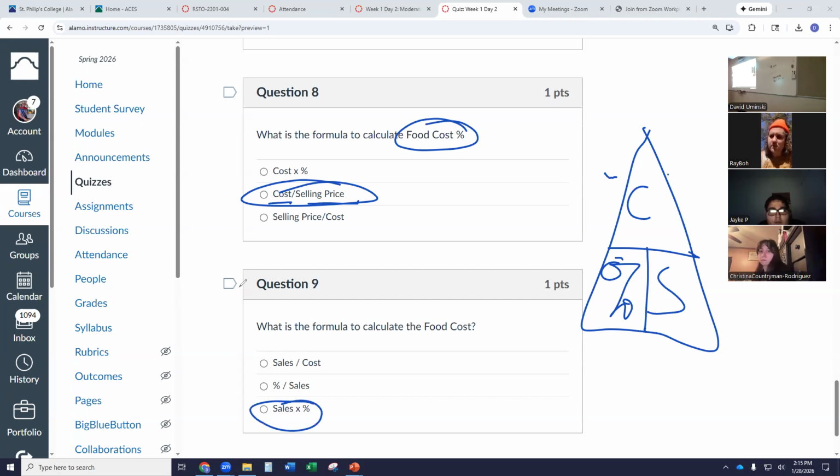So what I would recommend as we're going through, if we ever have questions like this, in the margin, go ahead and draw your triangle. And then if it's asking for a food cost percentage, take your pencil and scratch that out. Then you know it's cost divided by sales. Until you get to a point that you can do it in your head, go ahead and draw it out in the margin or on your paper. Questions, comments, concerns about this?